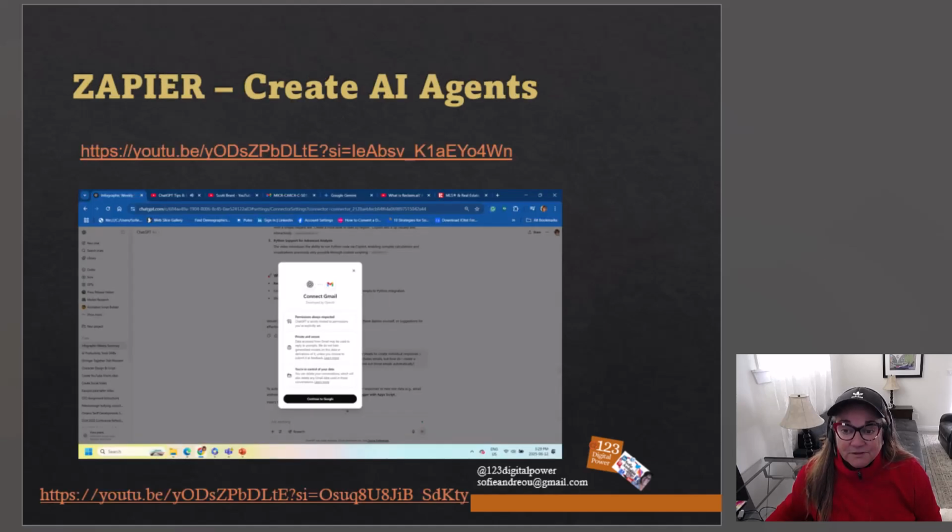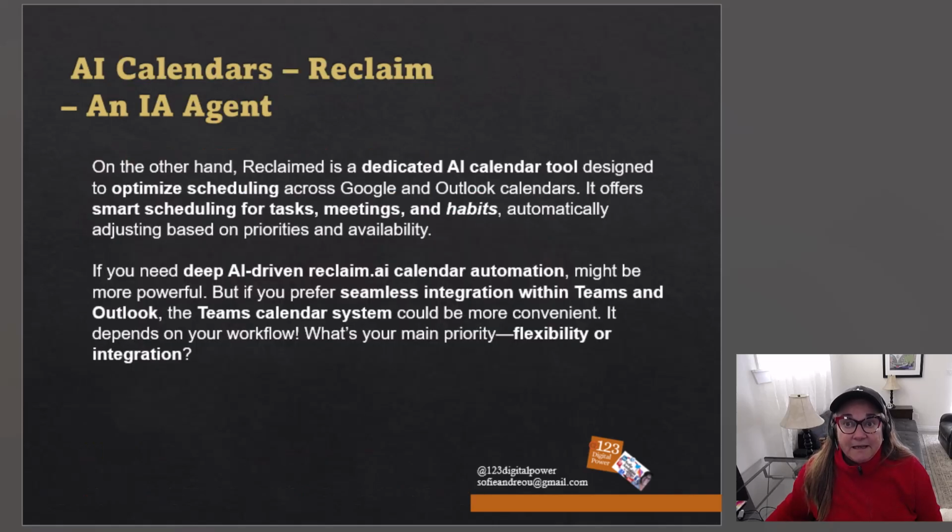And then there's a tool called Zapier that creates agents for you. So if you need more in-depth agents, this is what we're going to be looking at for you next week with how to create these in-depth agents. And then there are these AI calendars. If you're not using the Microsoft world that we just talked about, Reclaim is a good one that you might want to look at. It integrates with Google Calendar and Outlook calendars, and it gets to know your habits. It automatically adjusts based on your priorities and availability, and based on others' availability as well.